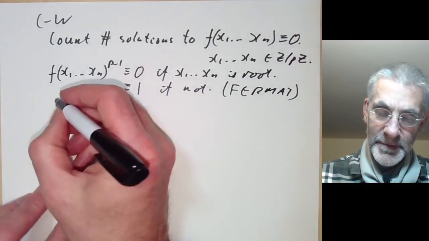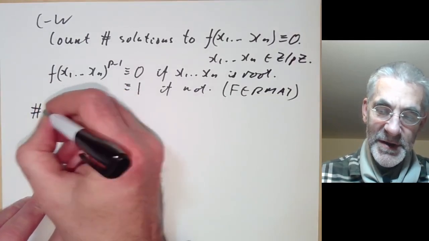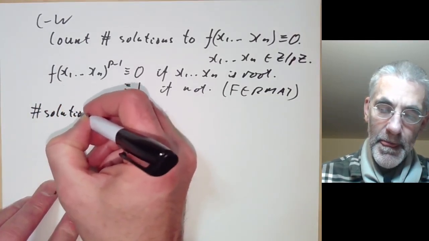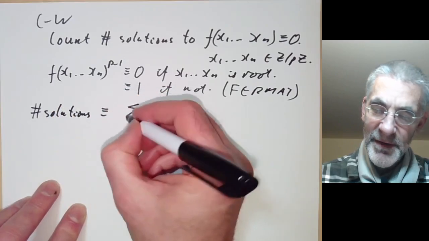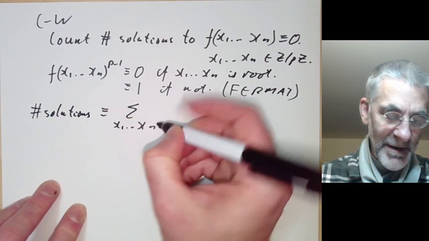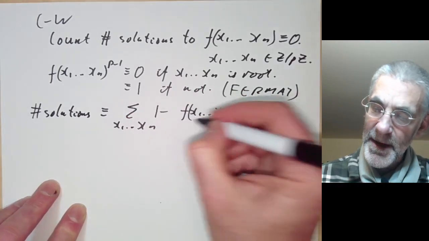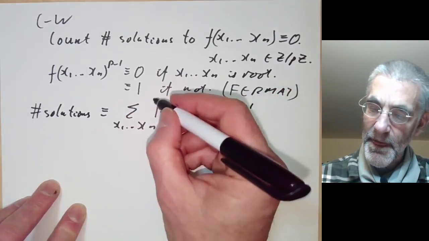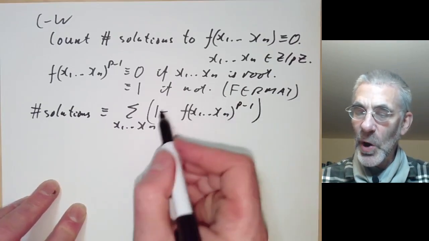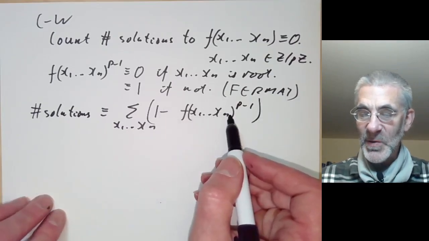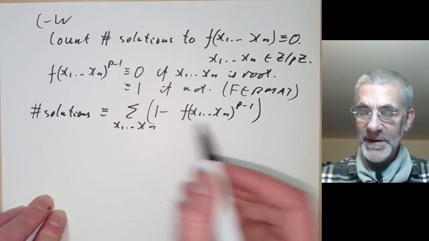So the number of solutions is congruent to the sum over x1 up to xn of 1 minus f(x1, ..., xn) to the power of p minus 1. Because this term here is 1 if x1 up to xn is a root, and it's 0 otherwise, modulo p.